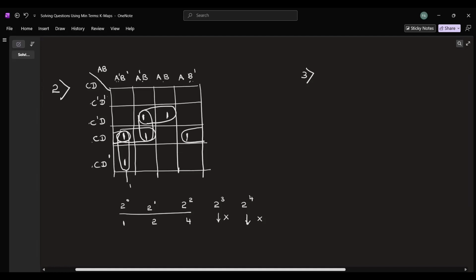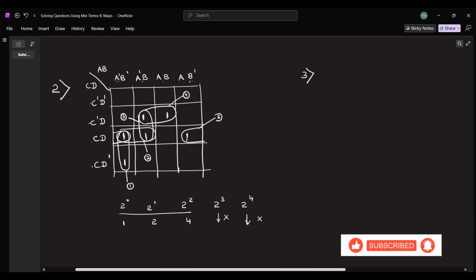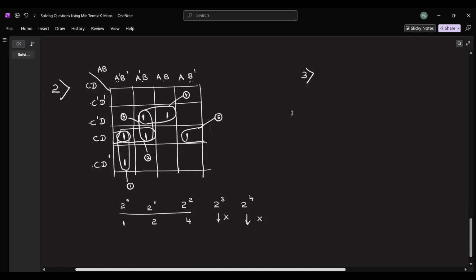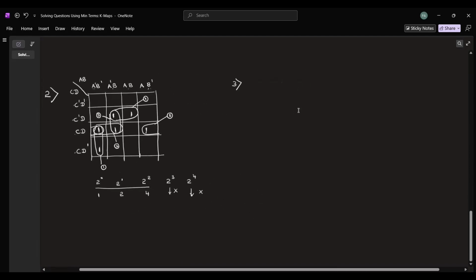Okay, this is the first group, this is the second group, this is the third group. 1, 2, 3, there are 5 groups. This is the fourth group, and finally this is the fifth group. Now you are going to simplify this and write it down, how it works.